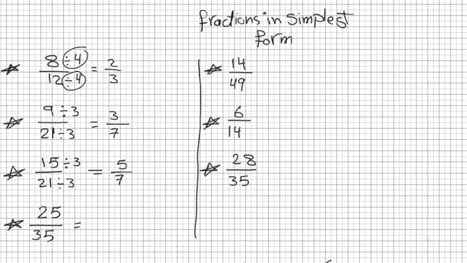25 over 35. We can divide both by 5. Now 25 divided by 5, the answer is 5. 35 divided by 5, 7. The fraction is in simplest form. Every time we divide by the GCF. Every time.